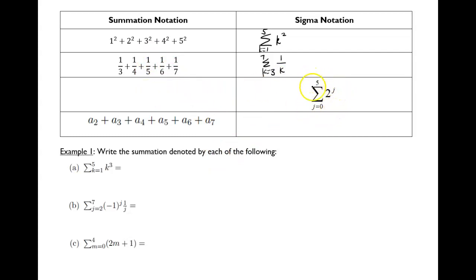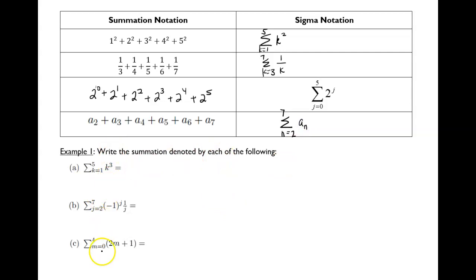Now in the third problem, I have the sum from j equals 0 to 5 of 2 to the j. So I'm just going to plug in 2 to the 0 plus 2 to the first plus 2 squared plus 2 cubed plus 2 to the fourth plus 2 to the fifth. The last one, we have a sub 2, this is called a subscript, so a sub 2 plus a sub 3 plus a sub 4, etc. I can choose whatever letter I want, so let's call it n. n equals 2 up to 7 of a sub n.